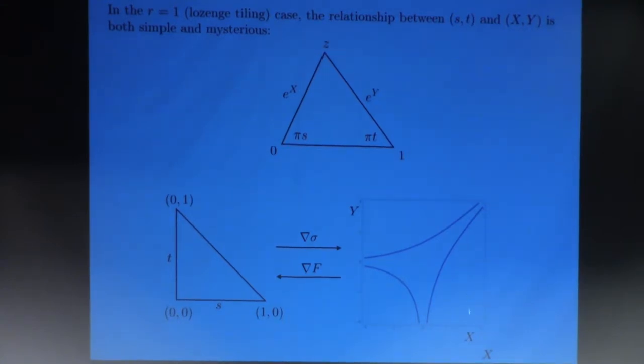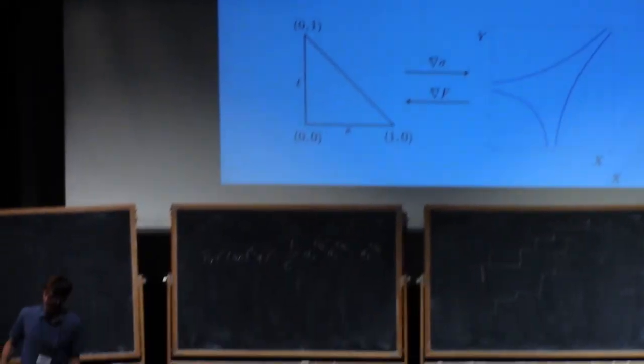But if X is too big, then this triangle sort of flattens out completely, and you get a degenerate measure over here, where S is 1 and T is 0. So this entire region over here maps under this gradient to that vertex, and this region maps to there, and this region maps to there, but there's an interesting region in here in this amoeba shape that maps sort of injectively onto the interior of the triangle. So that's this nice relationship.